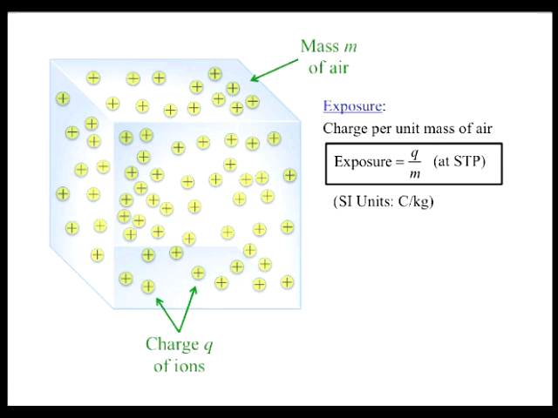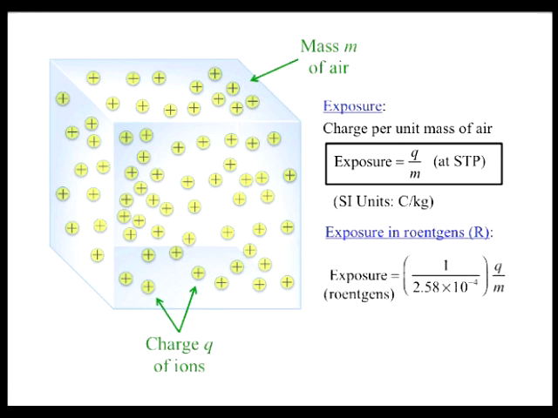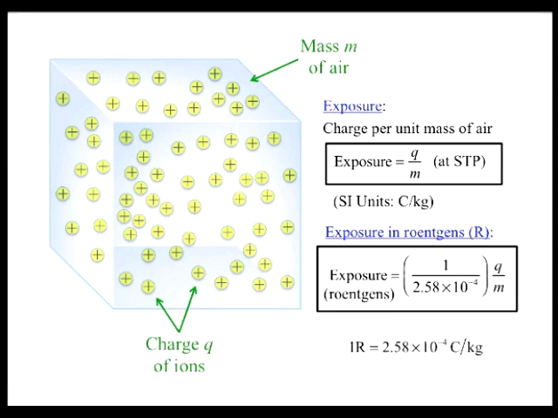However, the first radiation unit to be defined was the Roentgen, given by the symbol R, and it is still used today. With Q expressed in coulombs and m in kilograms, the exposure in Roentgens is equal to 1 divided by 2.58 times 10 to the negative 4 times Q divided by m. Thus, when X-rays or gamma rays produce an exposure of 1 Roentgen, 2.58 times 10 to the negative 4 coulombs of positive charge are produced in 1 kilogram of dry air. Or, 1 Roentgen equals 2.58 times 10 to the negative 4 coulombs per kilogram.